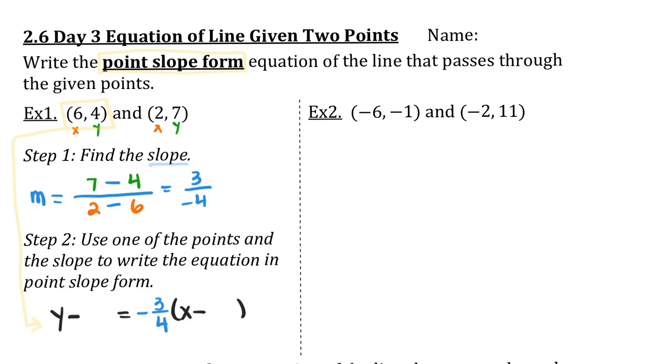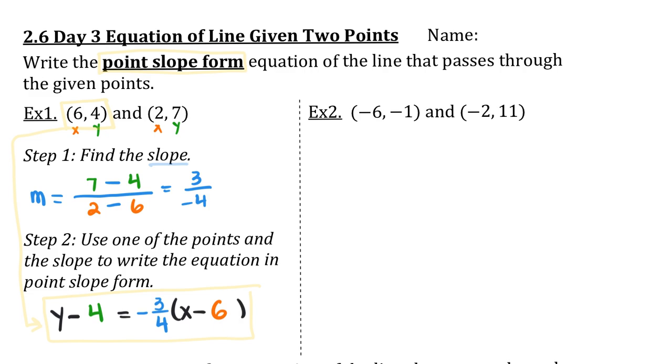So since I picked the first point for my y value, I'm going to use the 4. For my x value, I'm going to use the 6. If you use the 2 and the 7, you'd have a 7 and a 2 here, and it will be an equivalent answer. It will look different, but if we change it to slope-intercept form, it will look the same. Okay, let's do the next example.